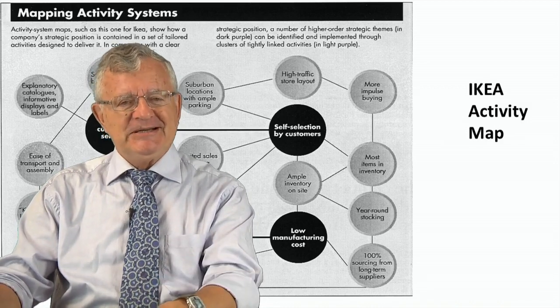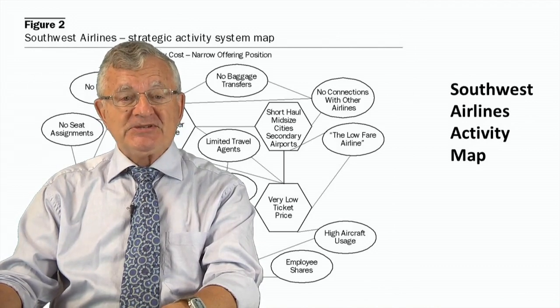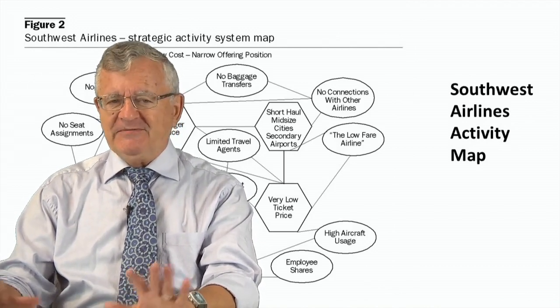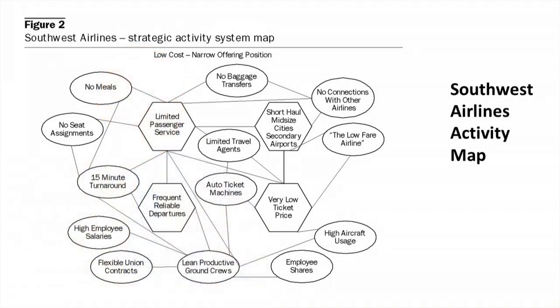Shall we give you a second example of an activity map? This is Southwest Airlines. I haven't shaded in the main circles here, but as you can see, they're 6-sided rather than circles, and there are also 4 of them. Southwest Airlines is amazing. It's an airline that reinvented the low-cost airline business. Airlines have lost huge amounts of money in the past, the big high-cost airlines. Southwest Airlines has consistently made profit.